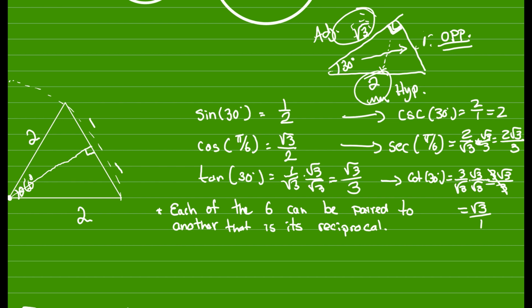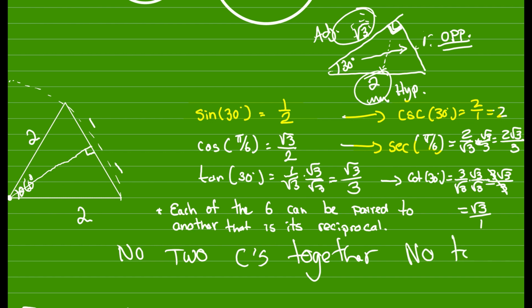So each of the 6 can be paired to another one that is the reciprocal. That is important to understand, and we're going to be using all of them. One trick to remember: Mr. Perez, I have such a hard time remembering what is sine and remembering that cosecant is the opposite. I kind of want to say secant. Well, no, the trick that Mr. Perez uses is no two c's together, no two s's the same.